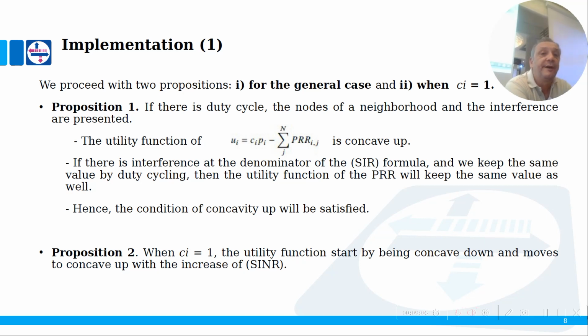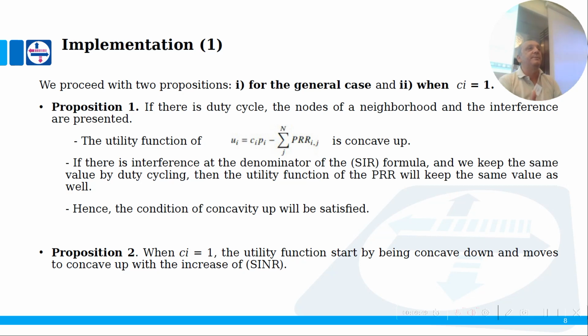And we proceed with two propositions for the general case, and when CI, which means the price, the cost, is 1. The first proposition states that if there is duty cycling, the nodes of the neighborhood and the interference are presented, then the utility function that you can see in this equation in the middle of the slide is concave up. If there's interference at the denominator of the signal to interference and noise formula, then we keep the same value by duty cycling, and then the utility function of the PRR will keep the same value as well.